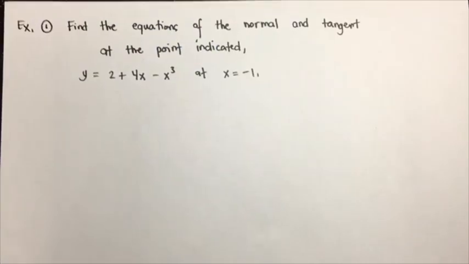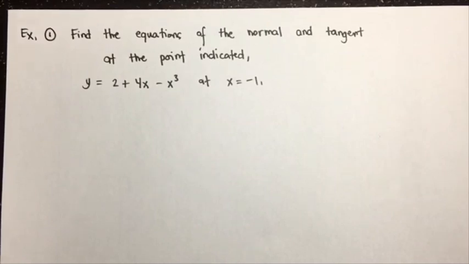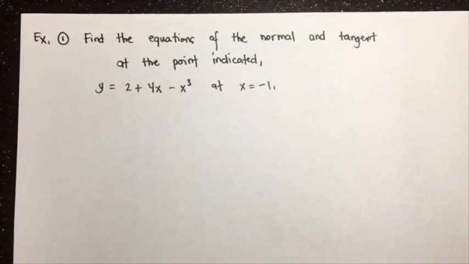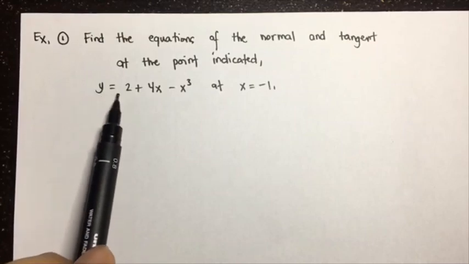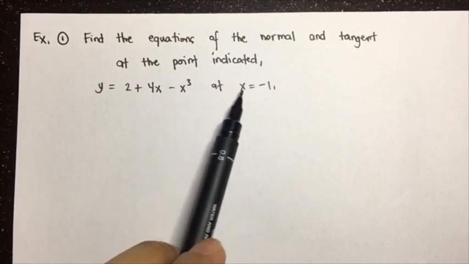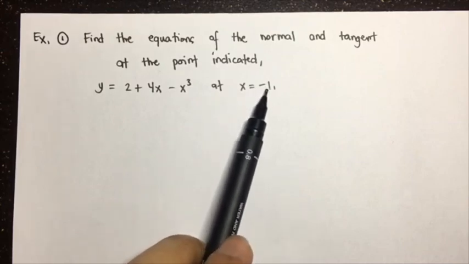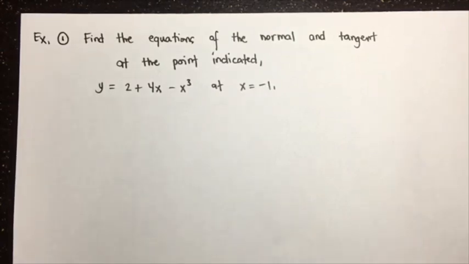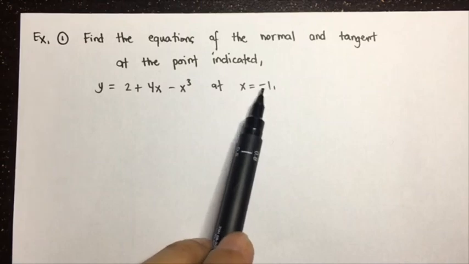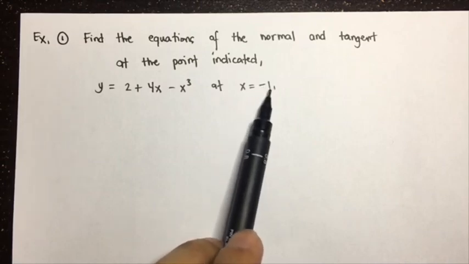Let's have this example. Example number 1: find the equations of the normal and tangent at the point indicated. We have the curve y is equal to 2 plus 4x minus x cubed, at the point x is equal to negative 1. For this problem, we were only given the x coordinate of the point, which is negative 1.